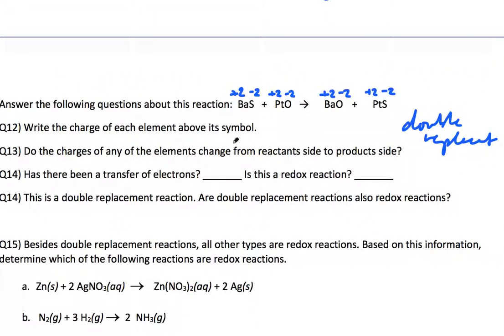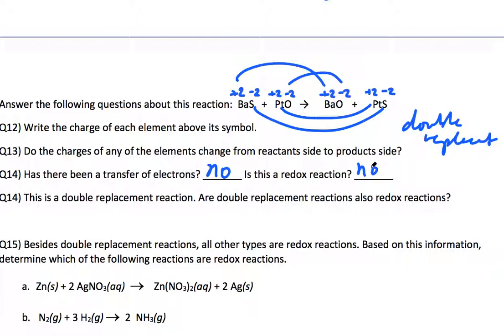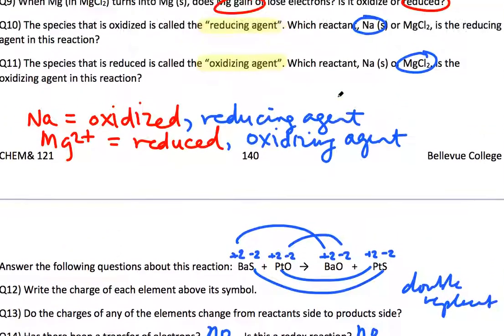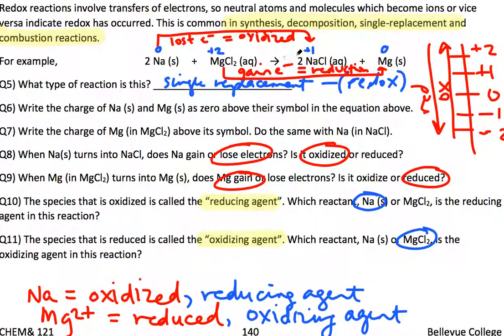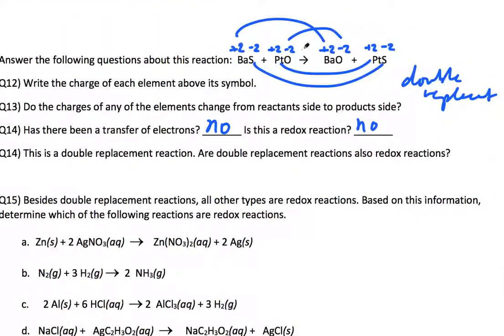Okay, write the charge. We did that. Do the charges change from reactant to product? So barium stays +2. Sulfide stays -2. Platinum stays +2. Oxide stays -2. So everything stayed the same. That means there was no transfer of electrons, and this is not a redox reaction. As long as you see charges changing, then you know that's because electrons are shuttling around. Here, the electrons are not.